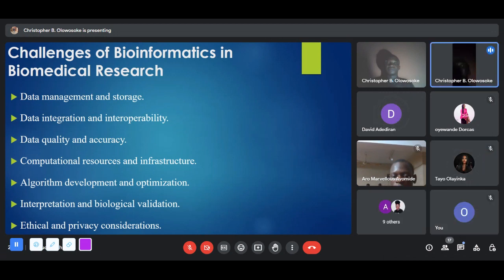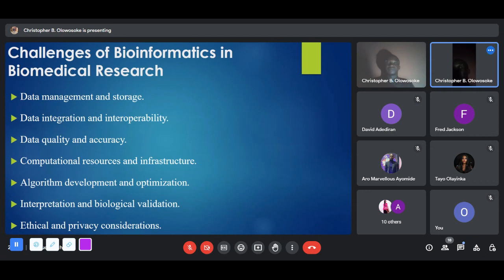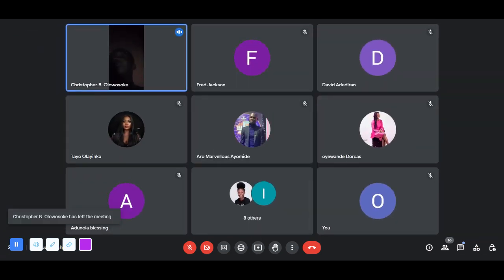Okay, so we have challenges, and one of the big challenges in application to biomedical research is the ethical and privacy factor. Now, you can easily go to databases like NCBI, like ENA, like DDBJ, and pick biological data that you don't even know where it's coming from. So with this data you are picking, there might be ethical considerations backing their deposit in that database. So as a bioinformatician, you don't look at that. You just pick data from the database. You don't know if there are ethical considerations that you need to put in place before you can use the data. So these are some of the challenges.